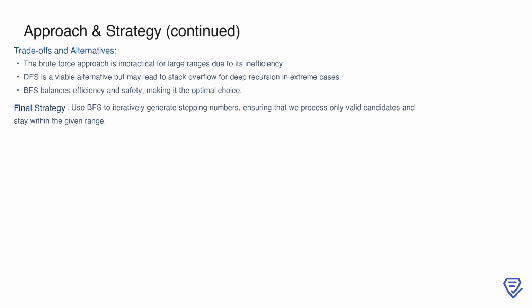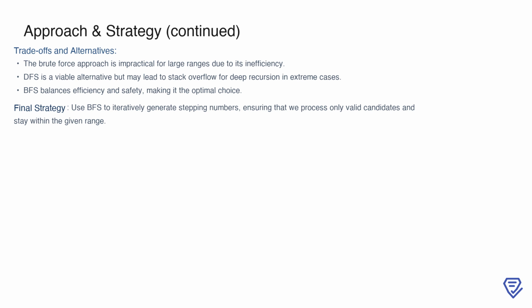When comparing the three approaches, the brute force method is clearly unsuitable for large ranges due to its inefficiency. DFS is a viable alternative but can lead to stack overflow in extreme cases where the range is large and the recursion depth becomes significant. BFS strikes the right balance between efficiency and safety, making it the optimal choice for this problem. By iteratively generating stepping numbers, BFS ensures that we only process valid candidates, staying within the given range, and avoids the computational overhead of brute force or the memory risks of DFS.